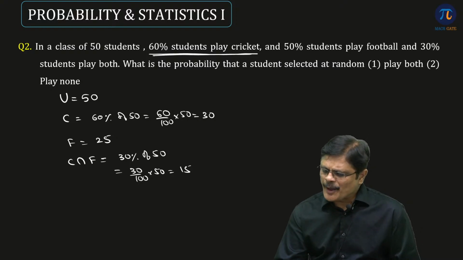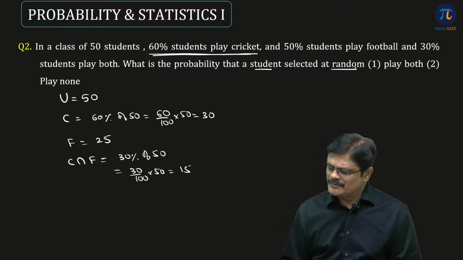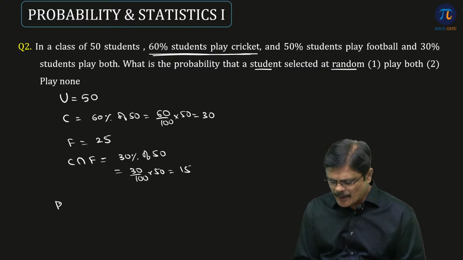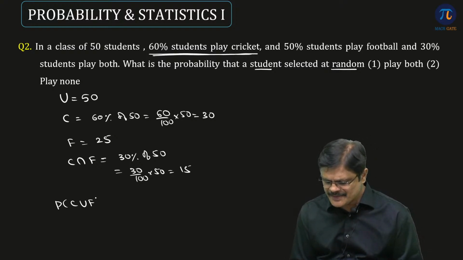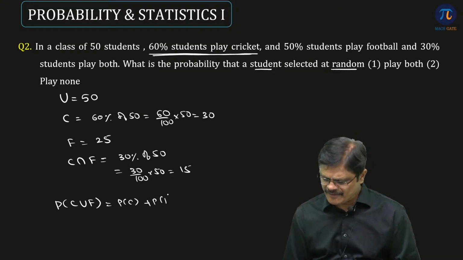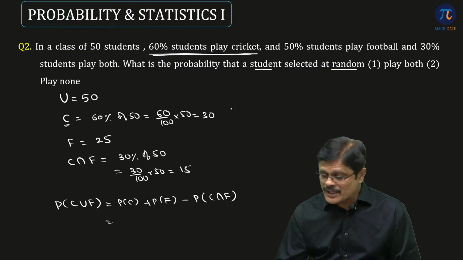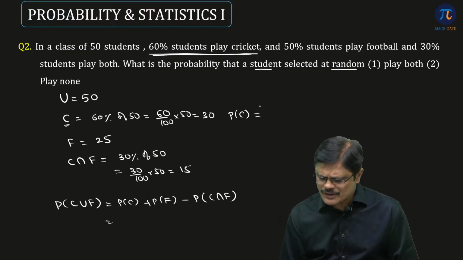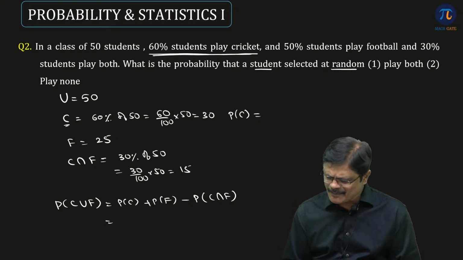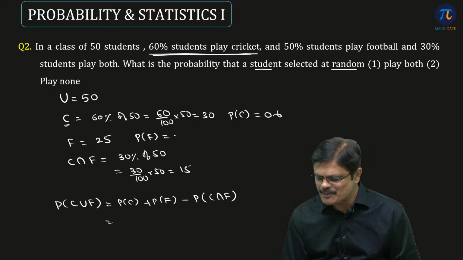Now, what is the probability that a student selected at random plays either of the games? That is C union F. So probability of C plus probability of F minus probability of C intersection F. What is the probability that a student plays cricket? It is directly 60%. Why calculate that number, sir? 30 by 50 is 60%, directly 0.6. Probability that he plays football is 50%, that is 0.5.